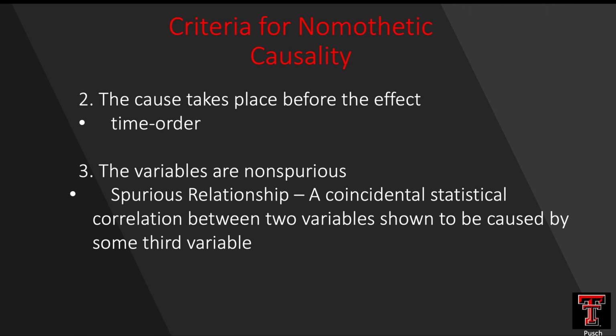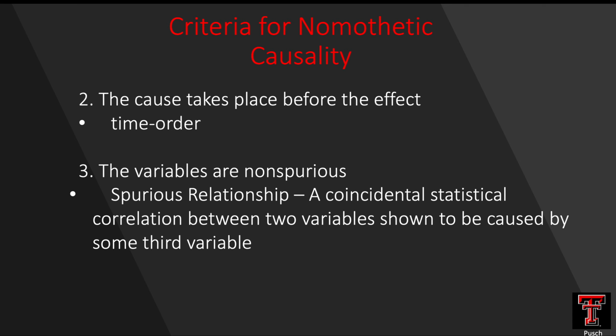Okay. So the second criteria for nomothetic causality is time ordering. So the cause or the independent variable has to take place before the effect or the dependent variable. We'll talk about this a little bit more when we talk about longitudinal research, but the easiest way to do this when we're doing research is to make a measurement of the independent variable, wait a little bit, and then make a measurement of the dependent variable. And this ensures that these are time ordered correctly.